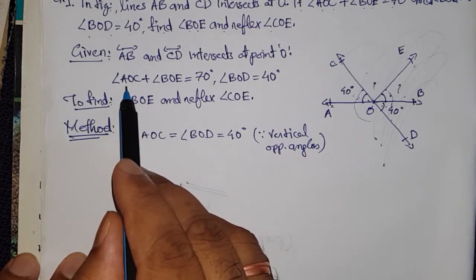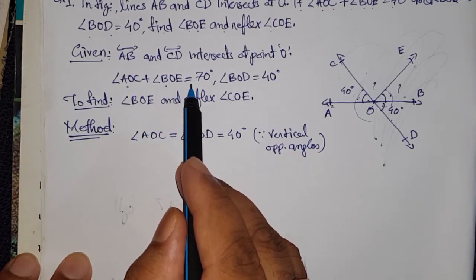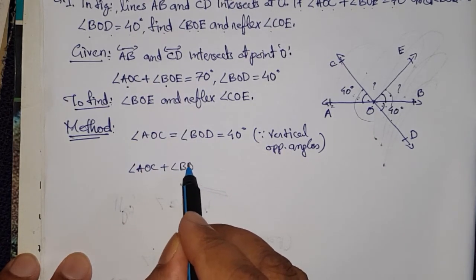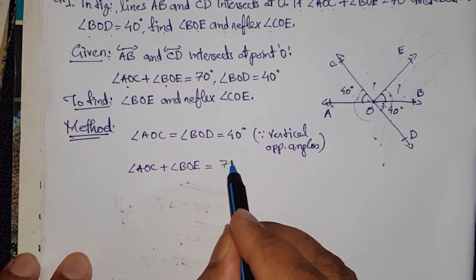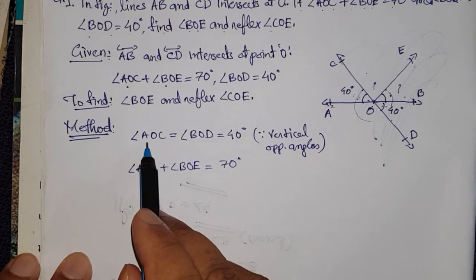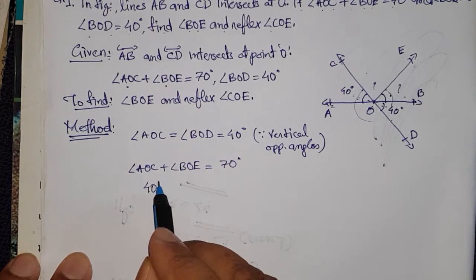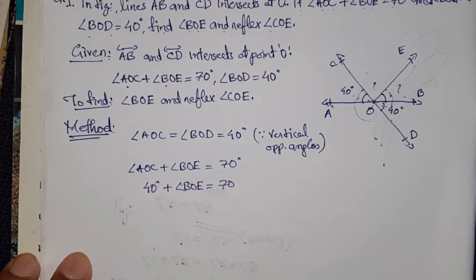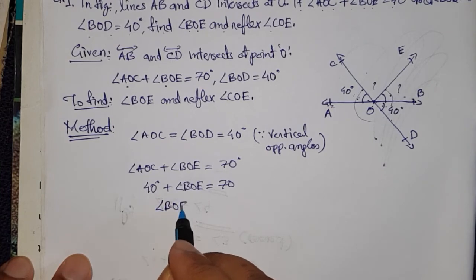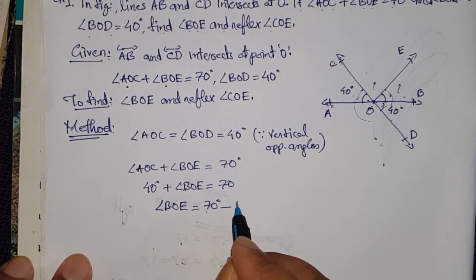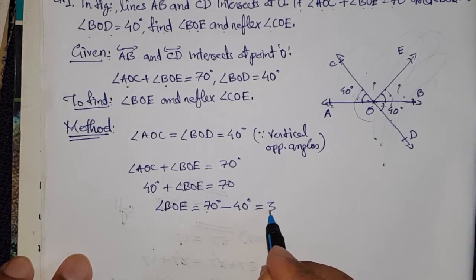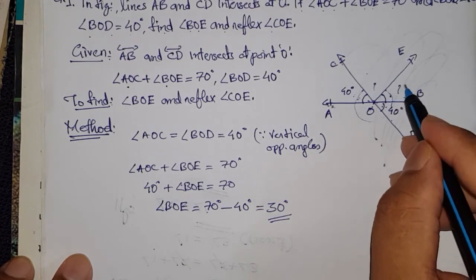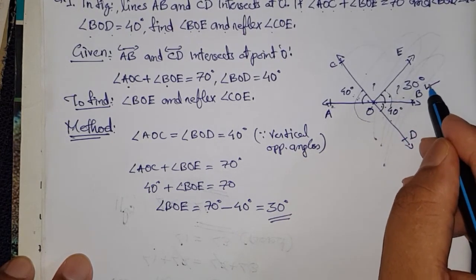Then it is also given that AOC and BOE sum is 70. So you can write here angle AOC plus angle BOE, their sum is 70 degree. Now AOC what we got? We got 40. So you write here 40 degree. So easily we can find out BOE. So we can write here angle BOE will be how much? 70 degree minus 40 degree. So that is 30 degree. So we got the value of angle BOE, that is 30 degree. Is it clear?